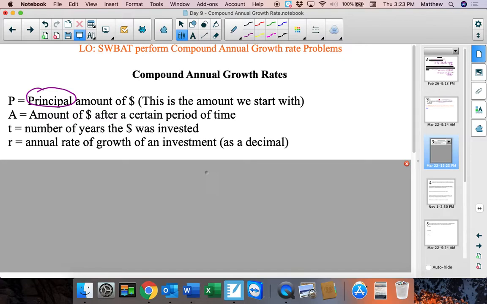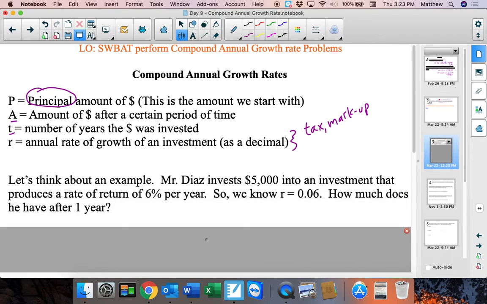A in our formula is the amount of money after a certain period of time. T is the number of years that the money was invested, and R is the annual rate of growth of an investment. Again, as a decimal, this is the one that's similar to the tax or the discount or a markup, okay? Because we're talking about investment return. In this case, R for this unit will always be positive. That's not the case. Actually, I've been learning in the last few weeks that's certainly not the case. But okay, so let's think about an example.